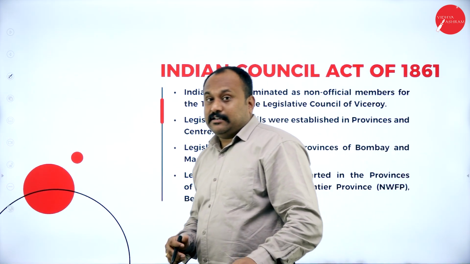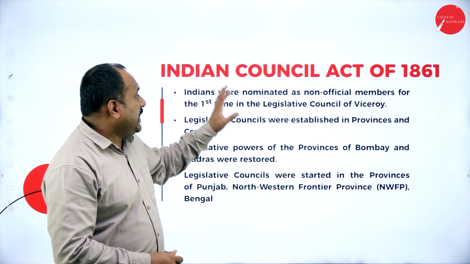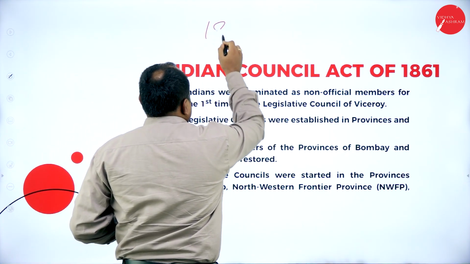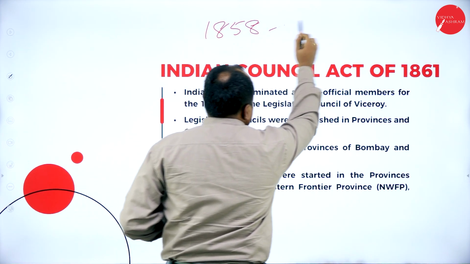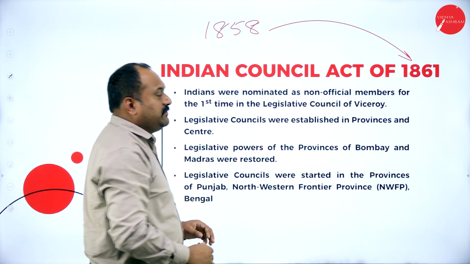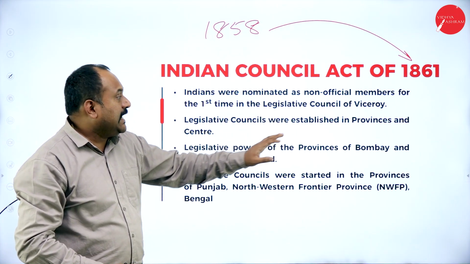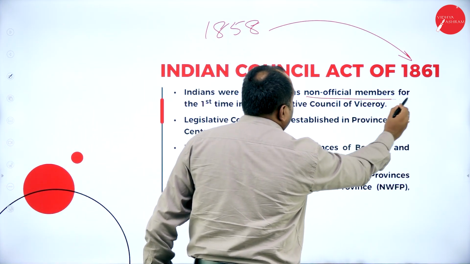Next is the Indian Council Act of 1861, please do understand here. After 1858, they have gone with 1861. What really happened there? Indians were nominated as non-official members.